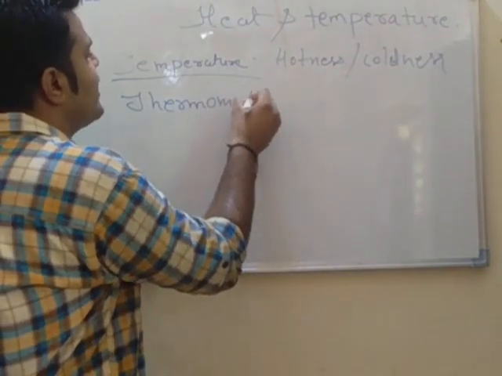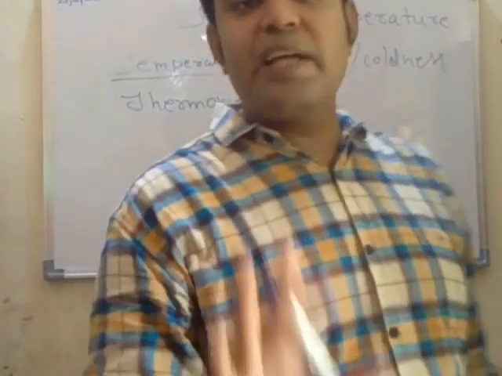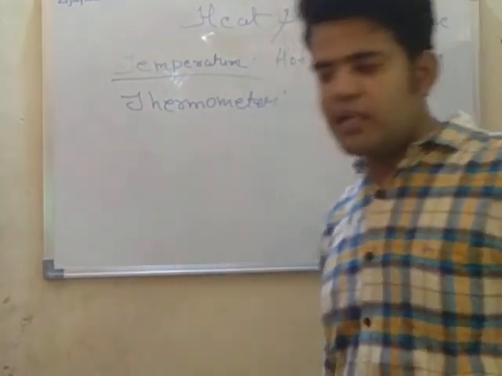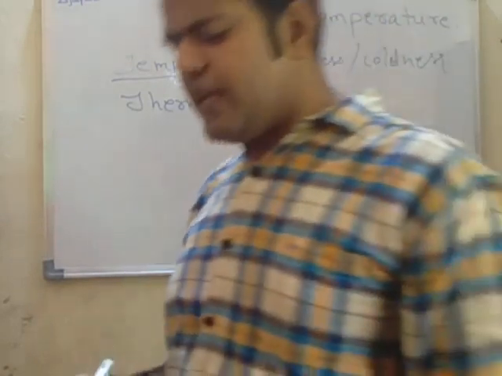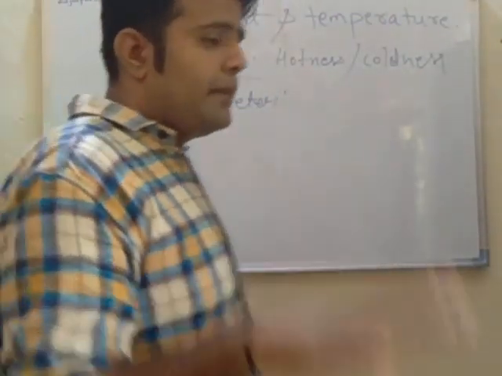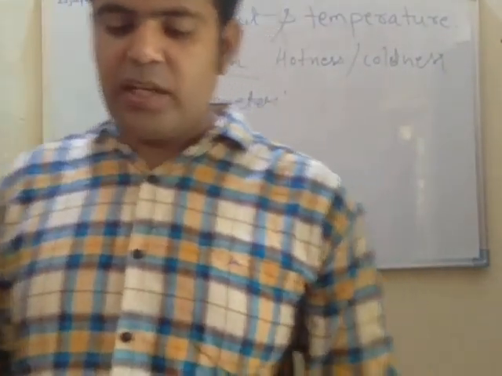What is a thermometer? A thermometer is an instrument which is used to measure the temperature of a body. And how does it work? It works on the basis of expansion of liquid.